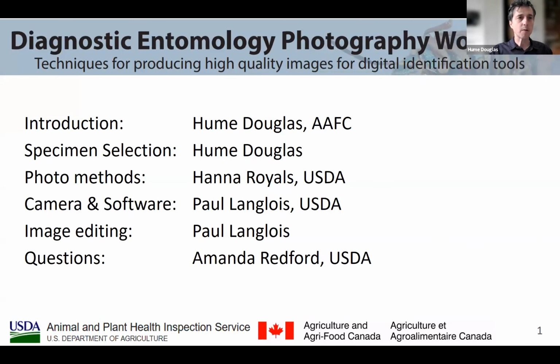So I'd like to start by introducing my remaining co-presenters who are also with the Identification Technology Program, or ITP, with the United States Department of Agriculture, Animal and Plant Health Inspection Service. So they are specialists in this kind of work. Hannah Royals is an entomologist. She has worked with ITP for 8 years and works closely with port identifiers to identify intercepted pests. Paul Langlois has been with the ITP for 5 years, and he enjoys all aspects of biology and also photography.